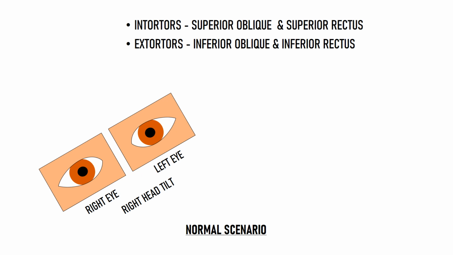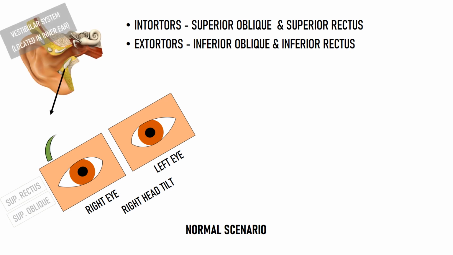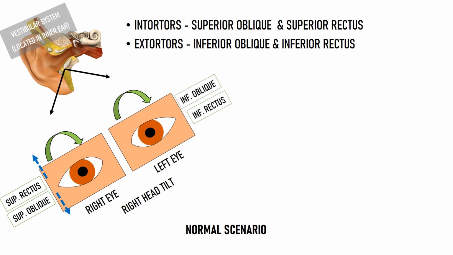So when we examine the patient in right head tilt, the vestibular system tries to correct the extorsion of the right eye by activating the intorters, superior rectus and superior oblique. But in a normal situation, this does not cause any vertical deviation because superior rectus is an elevator and superior oblique is a depressor, and they balance each other out. Similarly, the vestibular system tries to correct the intorsion of the left eye by activating its extorters, that is the left eye inferior rectus and inferior oblique. Inferior rectus being a depressor and inferior oblique being an elevator balance each other out, and no vertical deviation is induced in this eye in a normal scenario.